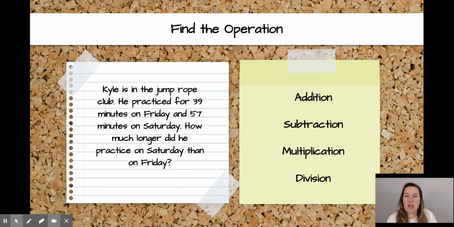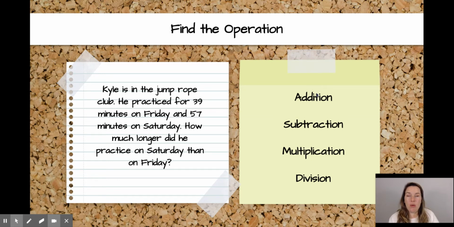So our first one says, Kyle is in the jump rope club. He practiced for 39 minutes on Friday and 57 minutes on Saturday. How much longer did he practice on Saturday than on Friday? So go ahead and pause your video and write down what you think the answer is. Not the number answer, but the operation.